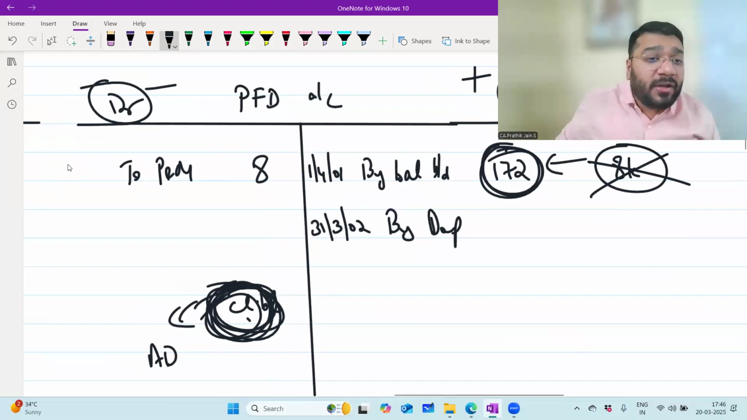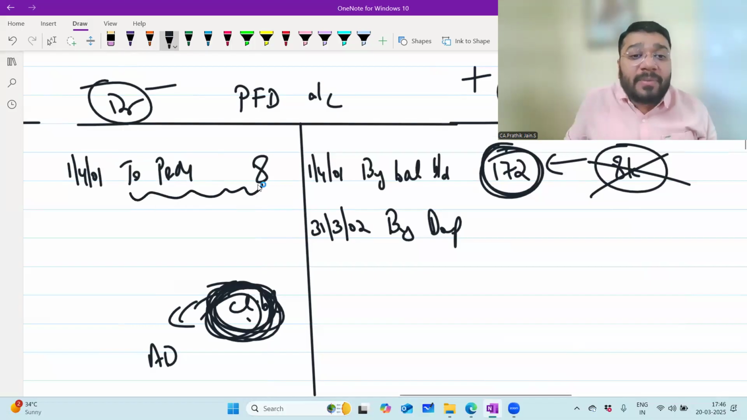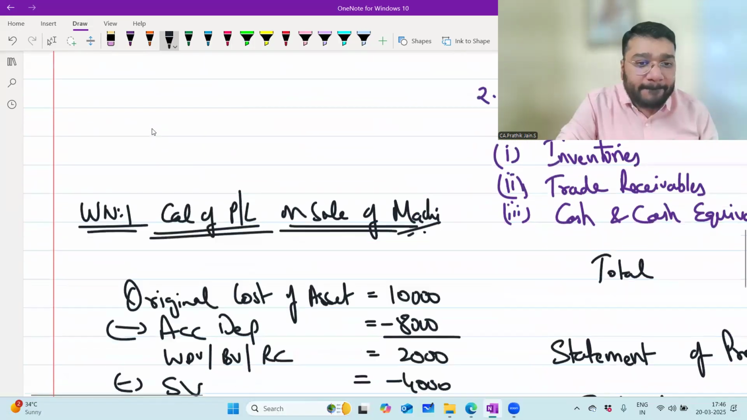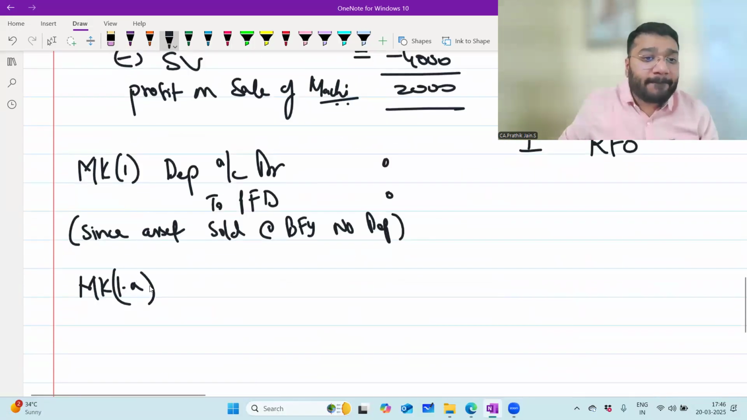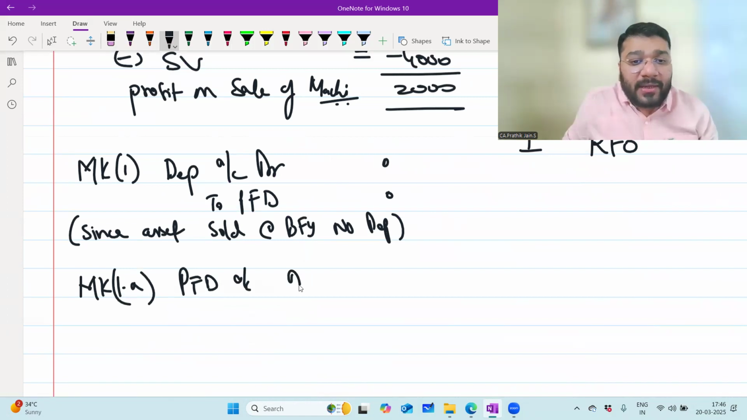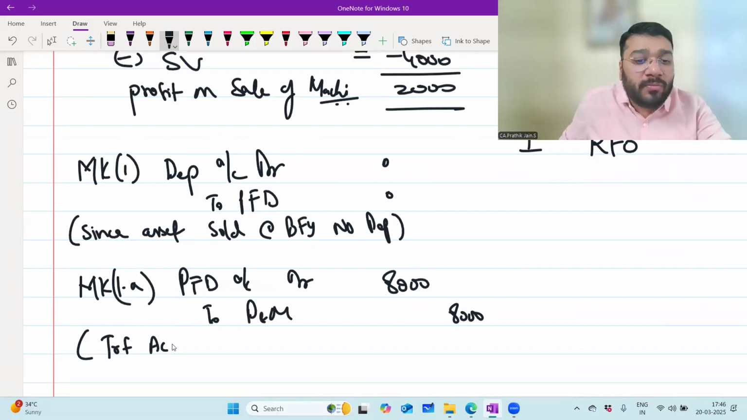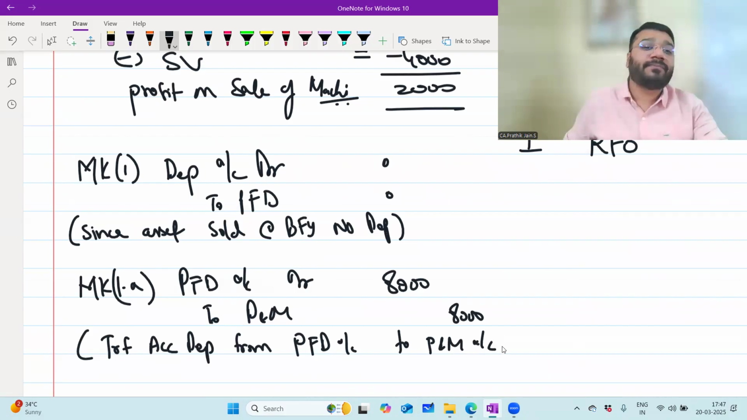What is the date of the sale of the asset? 1/4/2001. I have to transfer this to the plant and machinery account. So can you please tell me what will be the journal entry for this? PFD account debit to plant and machinery. Please come back here and write monkey 1A entry. PFD account debit, 8,000, to plant and machinery account, 8,000. Transferring accumulated depreciation from PFD account to plant and machinery account. Any problem?